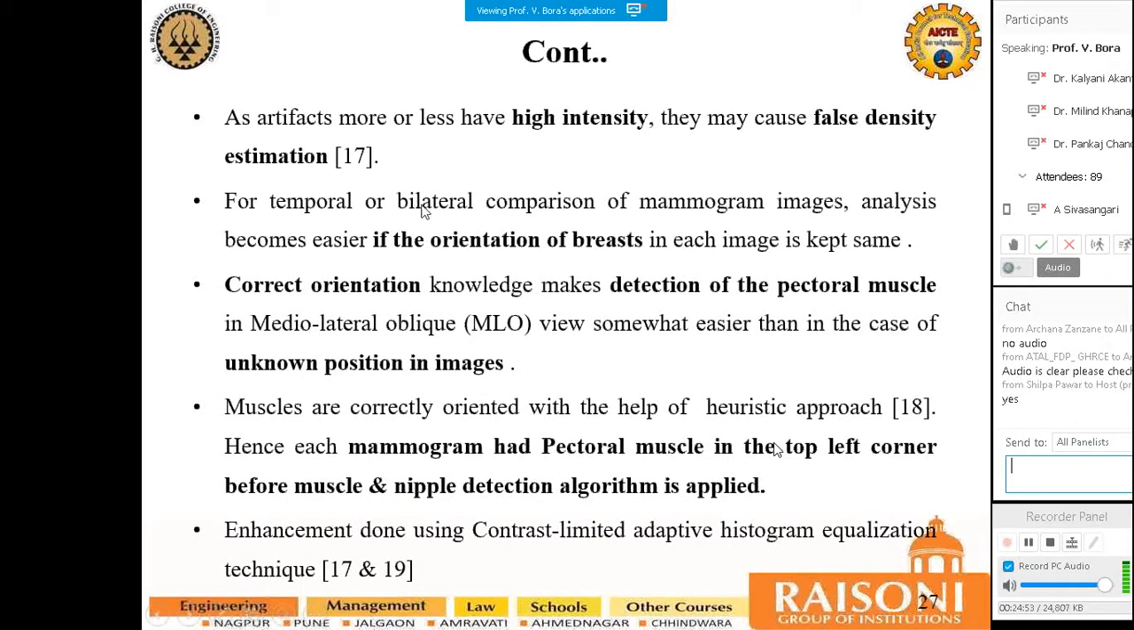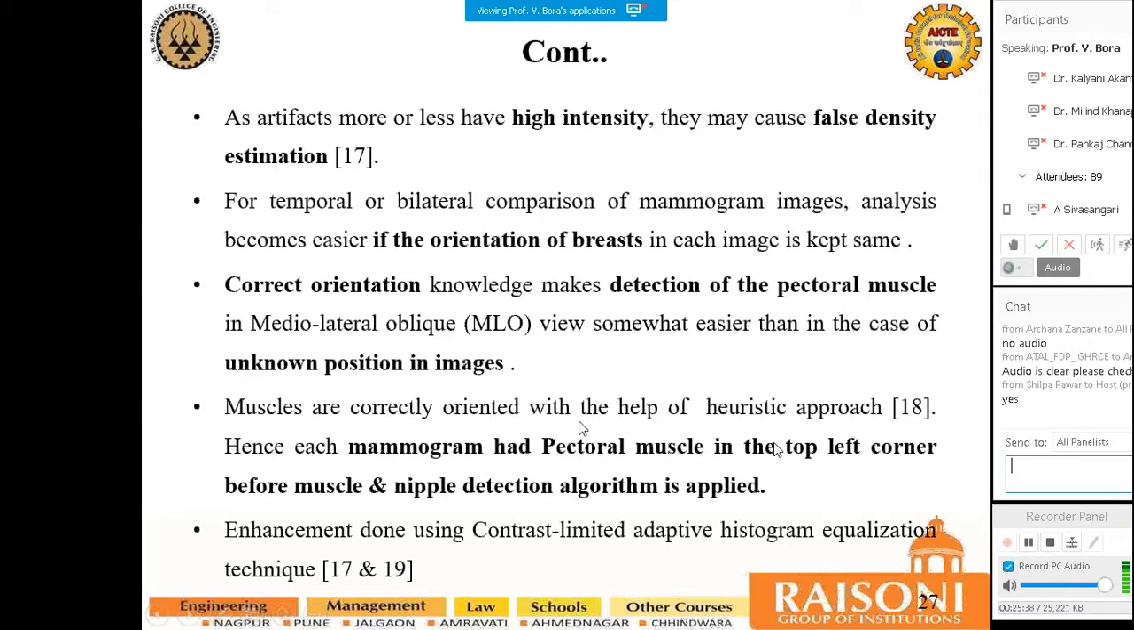For the bilateral comparison, for temporal or bilateral mammogram images, what happens? If the orientation of the breast in each image is kept the same, for example left and right, then it is very easy to do the bilateral comparison. That's why orientation is important. Correct orientation knowledge also helps in detection of the pectoral muscle in the MLO view, because only in MLO is the pectoral muscle present. CC is a top view; in that there won't be a pectoral muscle, but in the side view, the MLO view, the pectoral muscle will be there.